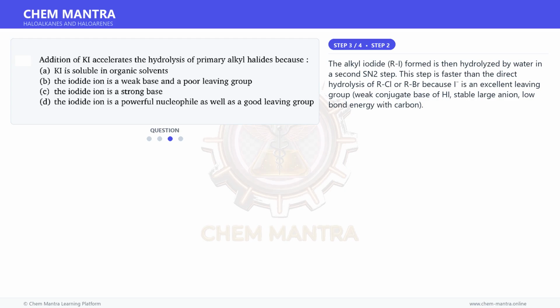Moving on to the next step. The alkyl iodide, RI, formed is then hydrolyzed by water in a second SN2 step. This step is faster than the direct hydrolysis of RCl or RBr because I- is an excellent leaving group: weak conjugate base of HI, stable large anion, low bond energy with carbon.